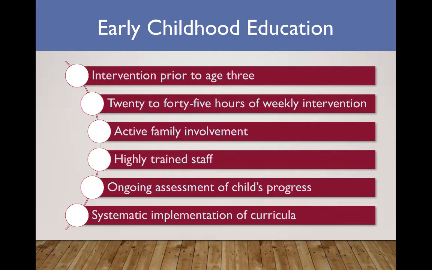A lot of times there's intensive intervention. There can be interventions referred to as applied behavioral analysis, or ABA, and they may take place in both the school and the home and be anywhere from 20 to 45 hours a week. A lot of times there has to be active family involvement in the direct intervention by highly trained staff. So teachers may be trained in a number of things related to children with autism. There's ongoing assessment related to progress, and there has to be systematic implementation of curricula. So it can't be just catch as catch can with these children in terms of implementation. It has to be systematic in nature.